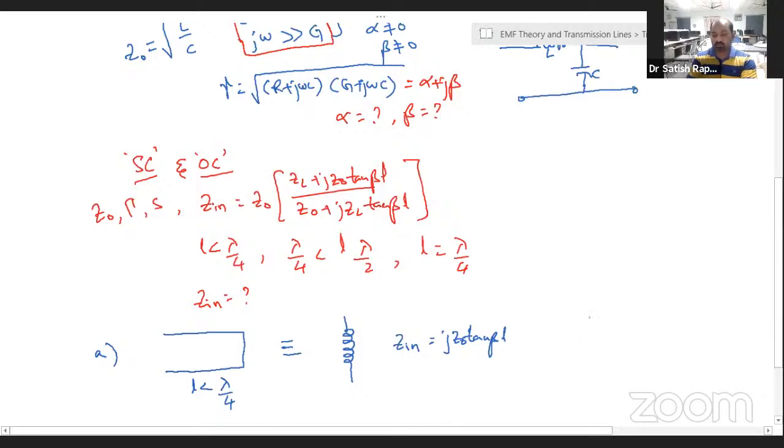So we have seen just now that if L is less than lambda by 2, beta L is in between 0 and pi by 2. So in between 0 and pi by 2, the input impedance is what? Just wait.